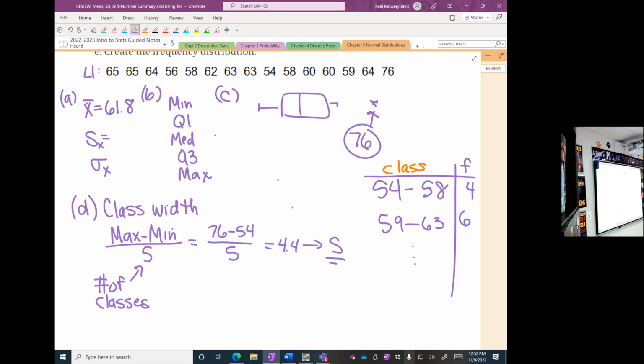So 72 strokes, 18 holes means how many strokes are they averaging per hole? No, 72 strokes for the entire game of 18 holes. So 72 strokes for the entire game, and there are 18 holes. How do you find the strokes per hole? 72 divided by 18. So that means there's 4 strokes per hole.